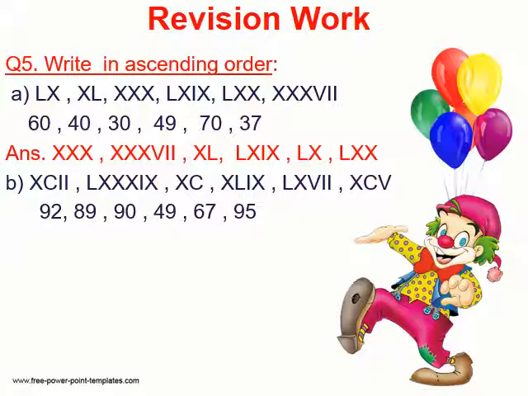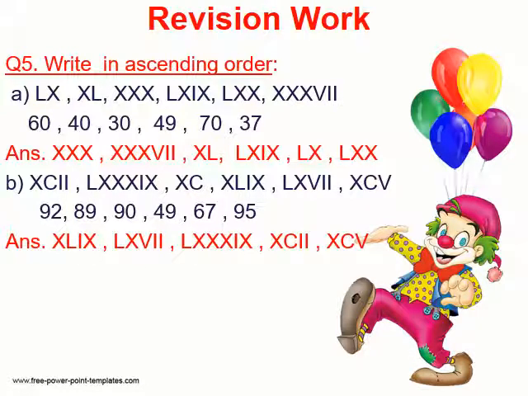So when we arrange these Roman numerals in ascending order after knowing their value, what do we get? We get XLIX, after that LXVII, after that LXXXIX, after that XC, after that XCII, and in the last XCV, which is the largest number.